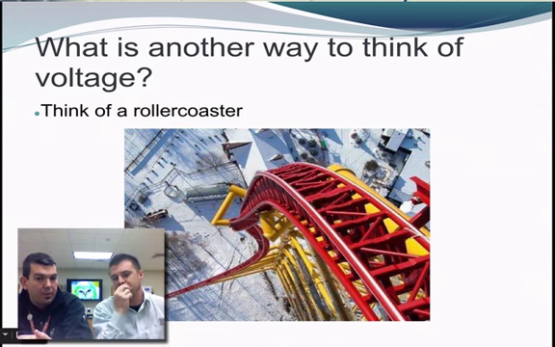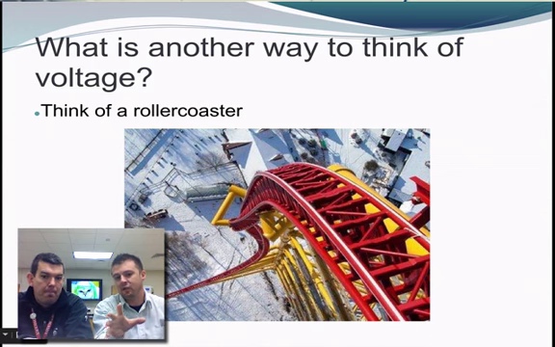This, by the way, is a picture. I didn't take this picture, but this is my favorite roller coaster in the world. Is that snow? Yeah, it's called Top Thrill Dragster, and it's in Sandusky, Ohio. It goes 120 miles an hour. Amazing. Check it out. It's pretty cool.